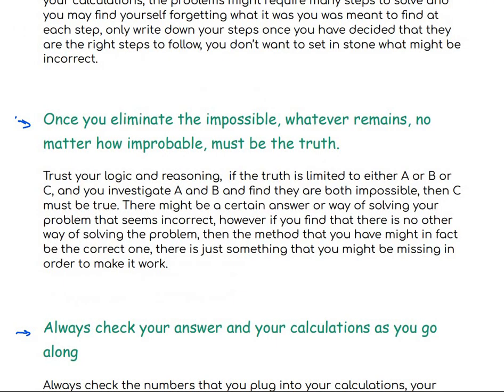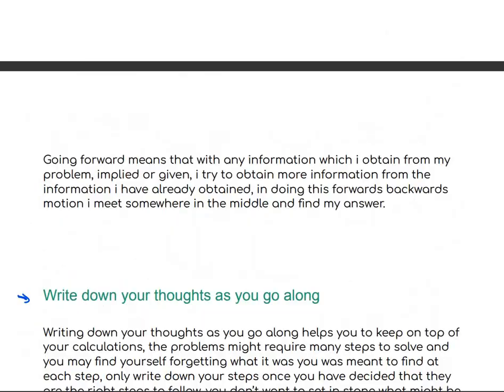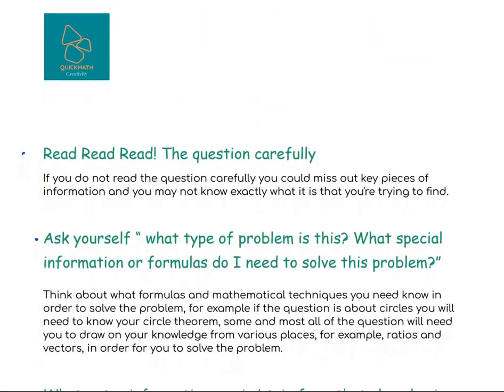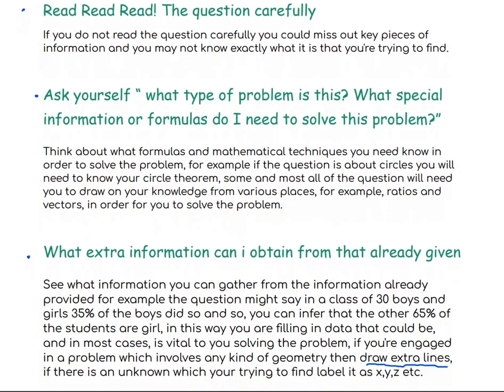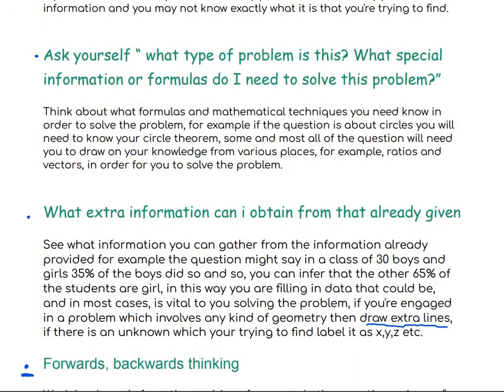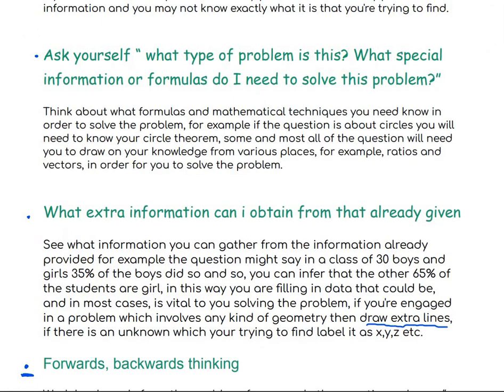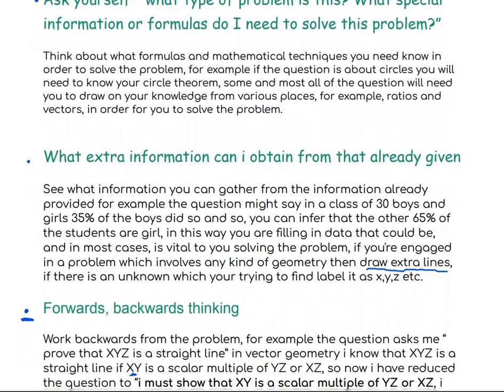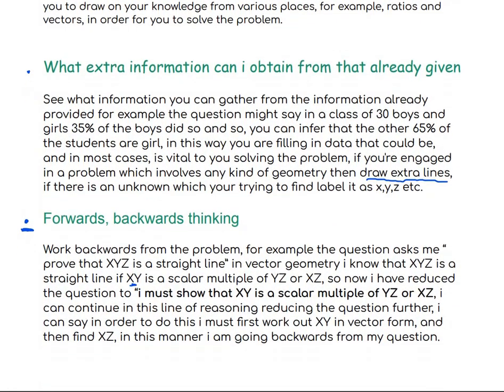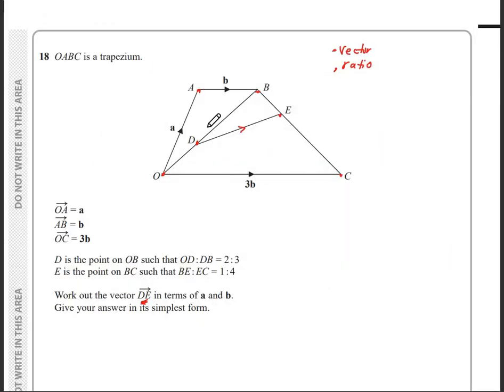So just referring back to my notes, I've read the question carefully. Ask yourself, what type of problem is this? What information do I need to know? Well, it looks like a vector problem. And I also have some ratios thrown in there for good measure as well. So I need to have a fairly good understanding of ratios. What extra information can I obtain from that already given? Well, let's see.